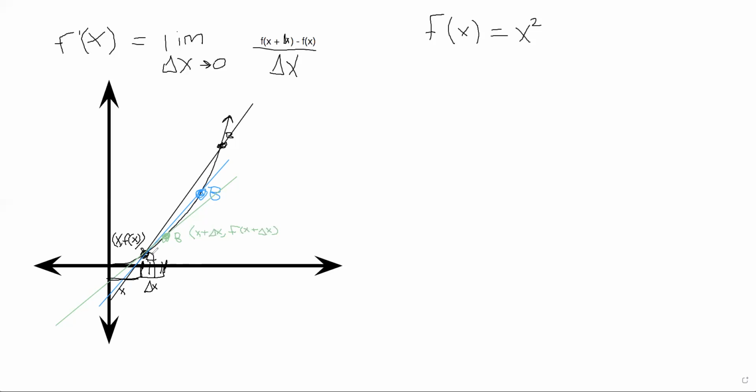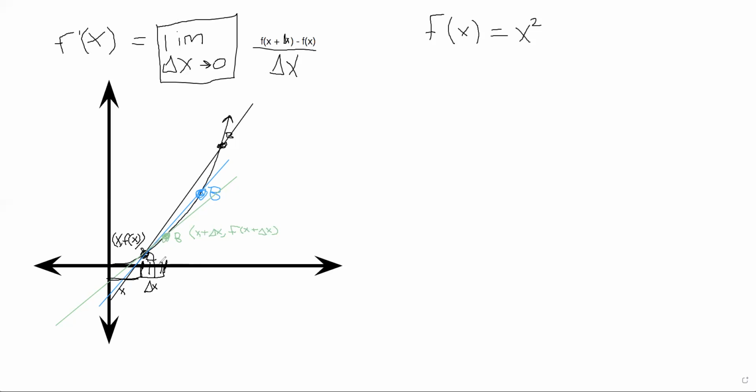Well, they're going to be pointing at the same location. Not only that, but delta x will be effectively zero. There's going to be no discernible difference between the x value of point A and the x value of point B. Delta x will be zero. So that's why we use this limit. That's why it's important to understand what's happening here.